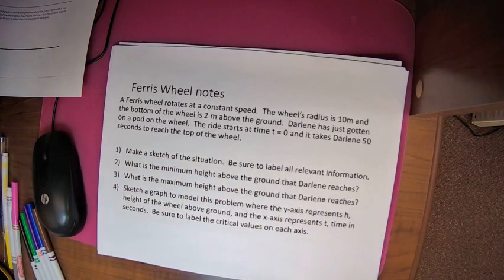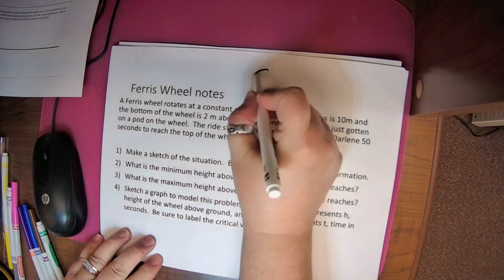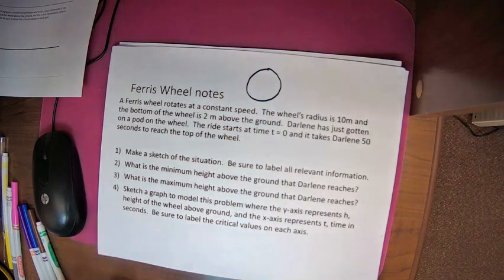Okay, so whenever we do a word problem, the first thing I'm going to do is create a sketch, then I'm going to graph, and then I'll answer some questions, because I like to see the graph and the sketch. It helps me answer the questions. A Ferris wheel rotates at a constant speed, so we probably need to start with a wheel of some sort. There it is, super important right there.